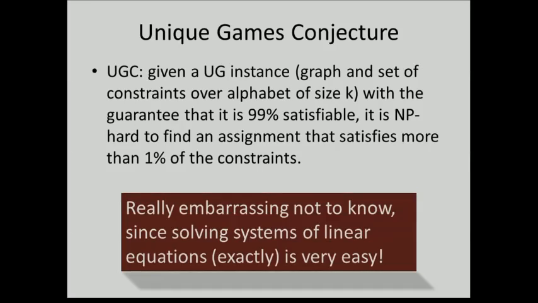All right, and notice here that this is sort of embarrassing that we don't know what happens, because if I told you that here's a system of linear equations, tell me if it's satisfiable or not, then you would be able to tell me really fast. Linear systems of equations are easy to solve. So what the Unique Games Conjecture says is that if I change this satisfiability property a little bit, so now it's not a system that's completely satisfiable, but it's almost completely satisfiable, then the problem becomes NP hard. So this is a little strange.